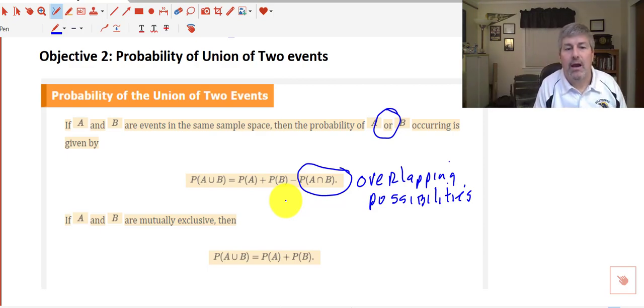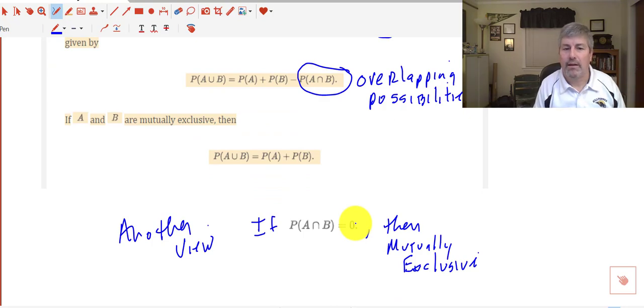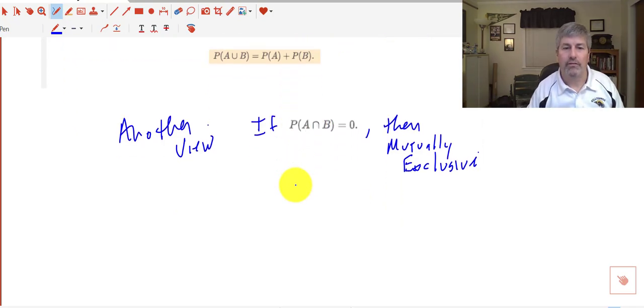If A and B are mutually exclusive, then the probability of the intersection of those is 0. So then the union would just be the probability of A plus the probability of B. So I talk about that down here. If the probability of the intersection of those is 0, then A and B are mutually exclusive.